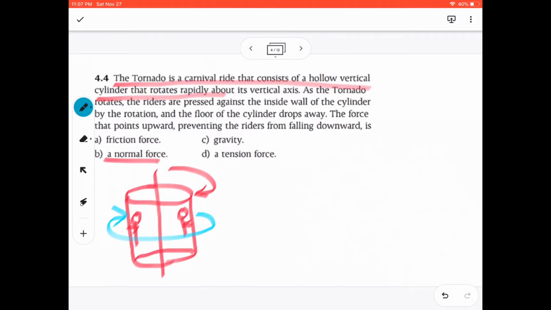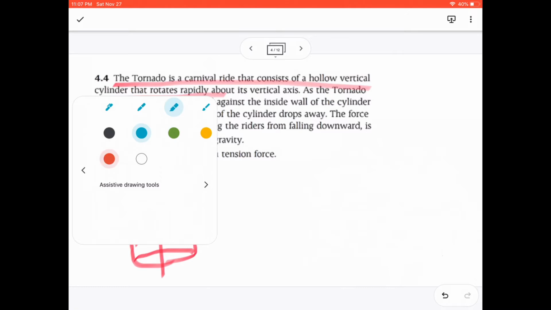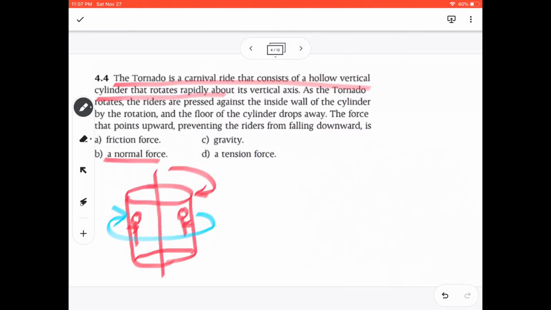But what force prevents them from falling down, which is pointing upwards? We know that the Fg of these people are pointing downwards. Their weight.